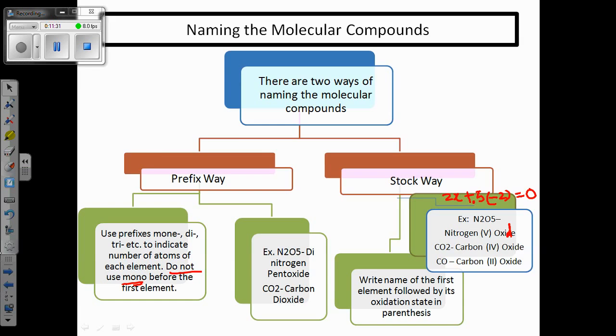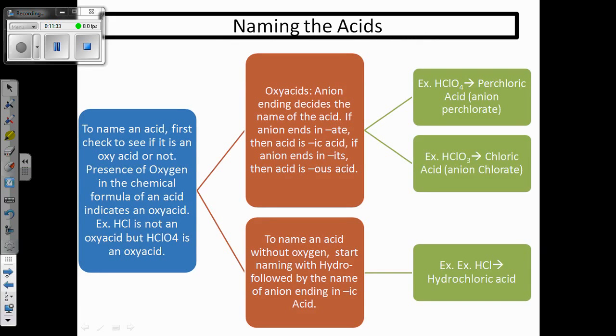Moving on to naming of acids. To name an acid, first we need to know what type of acid it is. There are two types of acid: acids that contain oxygen in their formula, which are called oxyacids, and acids that do not contain oxygen, for example, HCl, HF, etc.